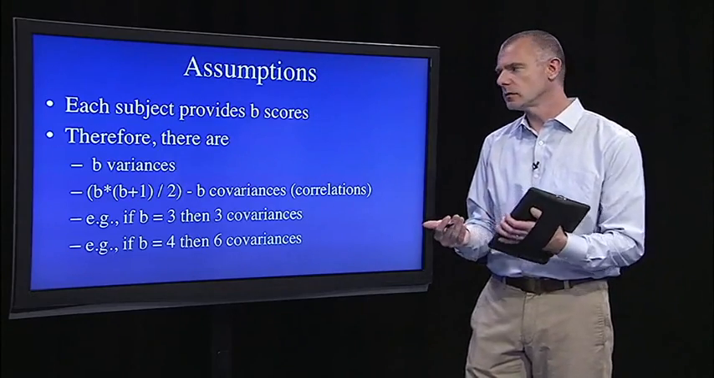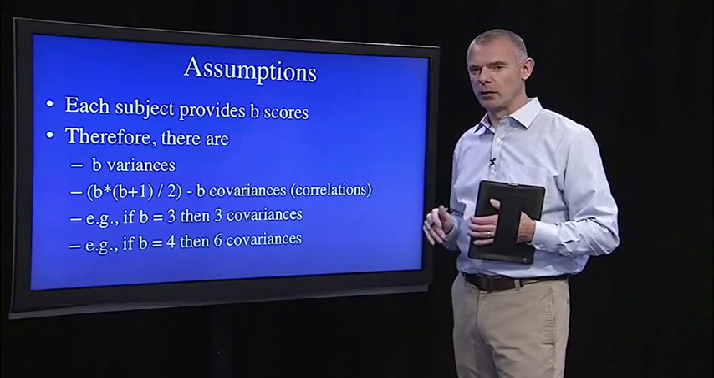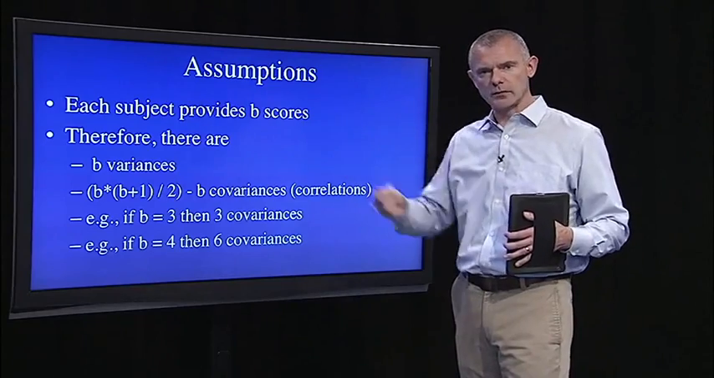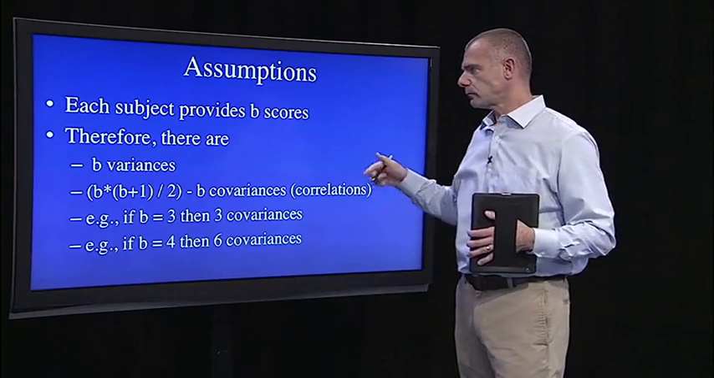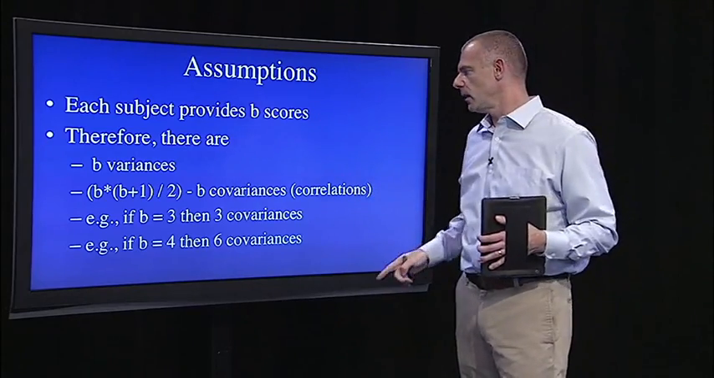Let's move on to the assumptions. So to be clear, each subject is contributing B scores, because I'm using B to refer to the within subjects variable. So in this example, the data structure example, there were 3 levels of B. So I would have 3 scores for each individual subject. What that means is there are B variances. There are 3 in this case.